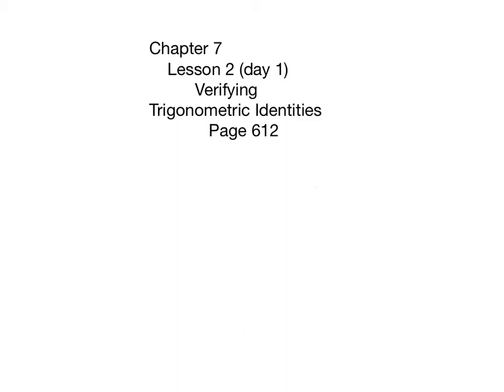Okay, so we're going to start day one of verifying the trig identities. However, most of the examples today are simplify. The last four are going to say factor. So we're basically doing the same thing we did Friday. We'll be looking for common denominators. We may be foiling, different things like that. We'll be doing substitution with identities.